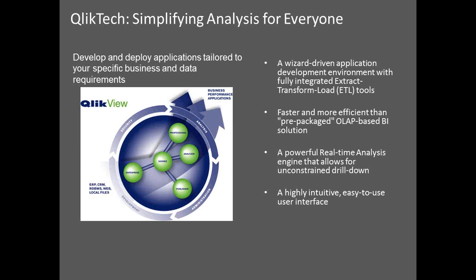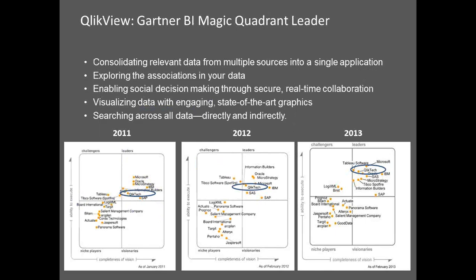Integrated ETL, faster and efficient OLAP tool, real-time analysis, and unconstrained drill down, which is also called associative analysis, and easy to use user interface. So these are the things which actually differentiate QlikView from its peers.